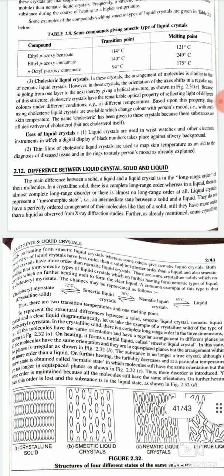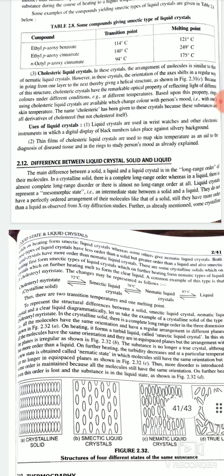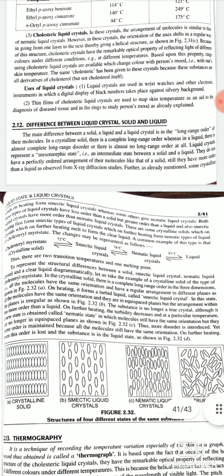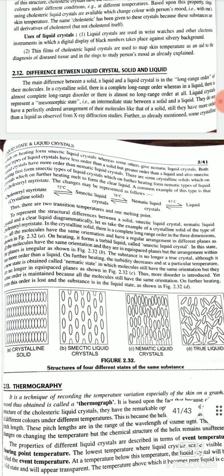Further, as already mentioned, some crystalline solids on heating form smectic liquid crystals, whereas some others give nematic liquid crystals. Both these types of liquid crystals have less order than a solid but greater order than a liquid, and also smectic liquid crystals have more order than the nematic liquid crystals. There are some crystalline solids which on heating first form smectic types of liquid crystals, which on further heating become nematic type of liquid crystals, which on further heating melt to form the clear liquid.